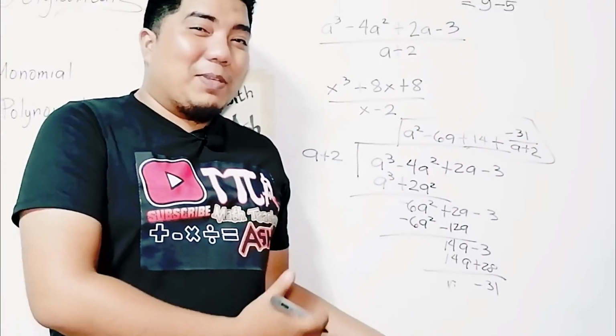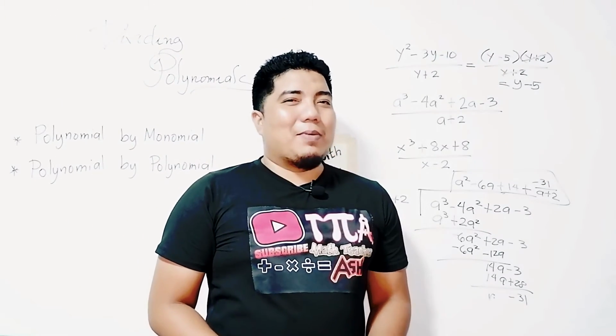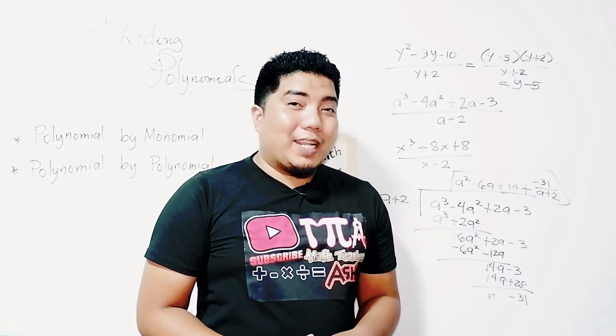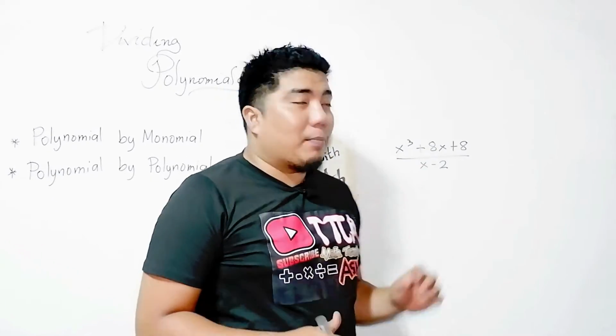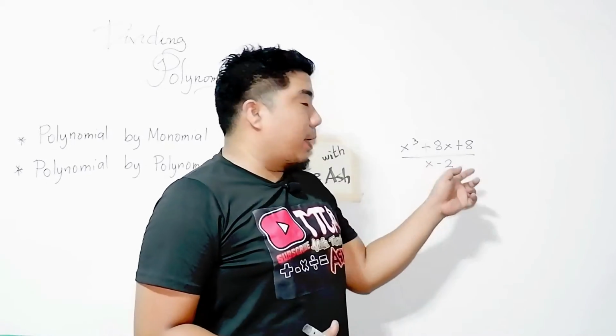Now, I know this may be challenging, but with more practice of this one, I know you can do it, my dear math learners. Okay? So now, let us go to our third example. Okay, now, my dear math learners, we are here at our final example. We have x cubed plus 8x plus 8 over x minus 2.